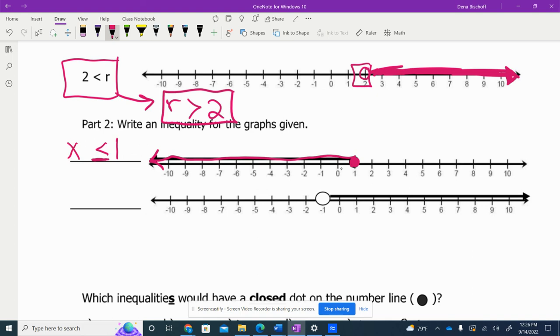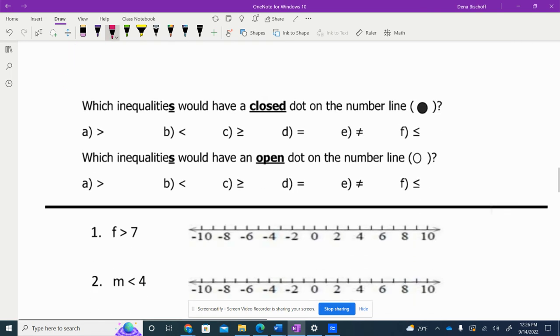Okay. What number are we talking about here? -1. Are we talking about all the numbers that are less than -1 or all the numbers that are bigger than -1? Bigger than. Are we including -1? No, it's not filled in. So it's just going to be the greater than symbol. Okay. What do you guys think? You feel okay with it?